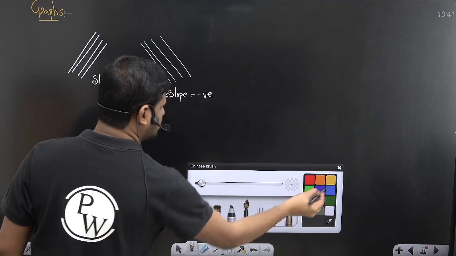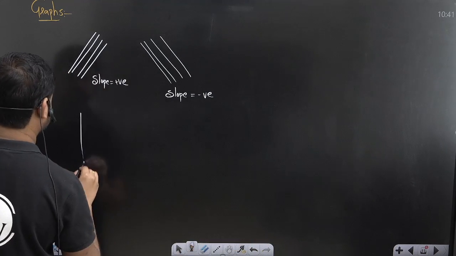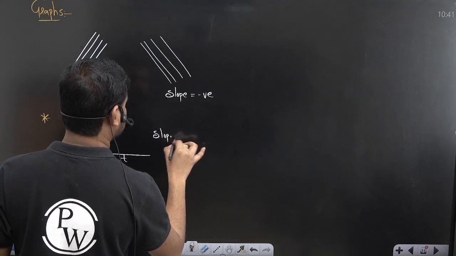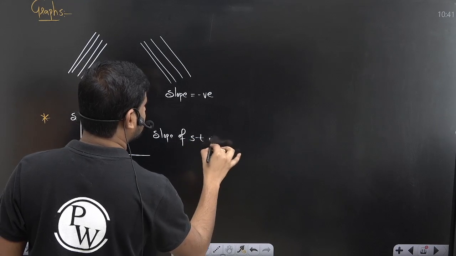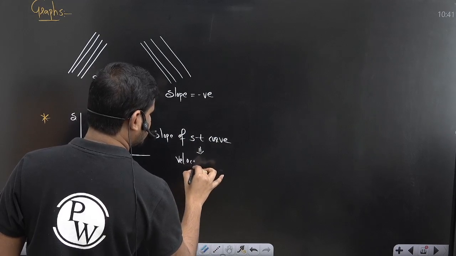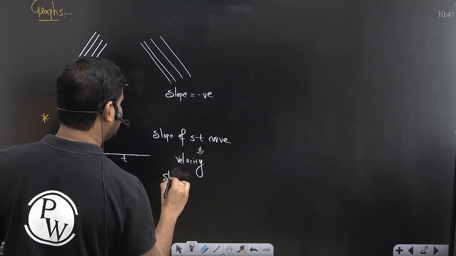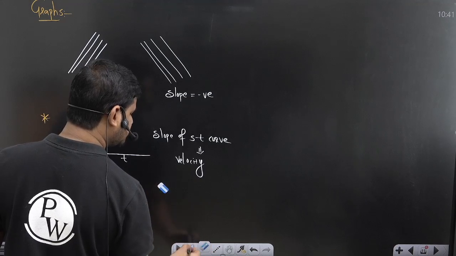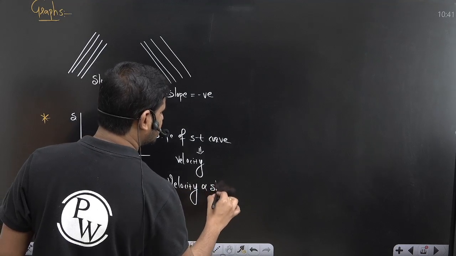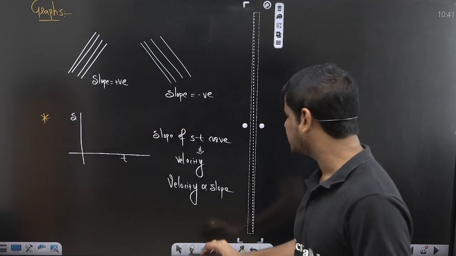And then we know that the slope of the ST curve results in velocity, so where the slope is more, the velocity will be more. Velocity will be directly proportional to the slope. Right? This is about the ST curve, and we analyzed the different graphs, you already know that, right?